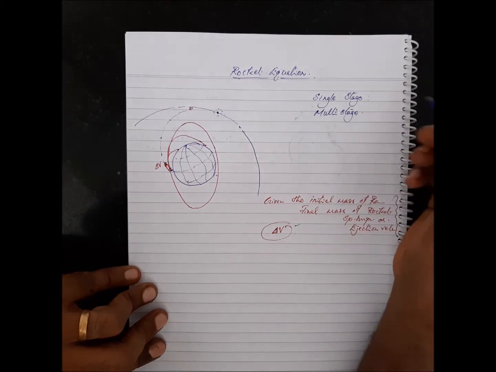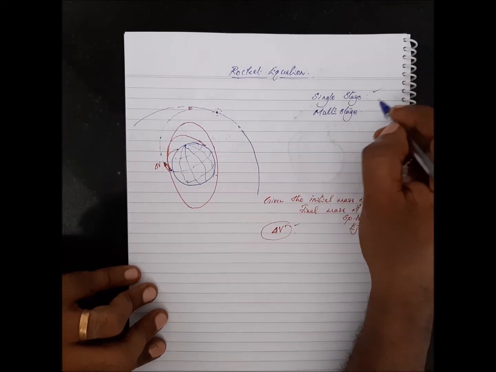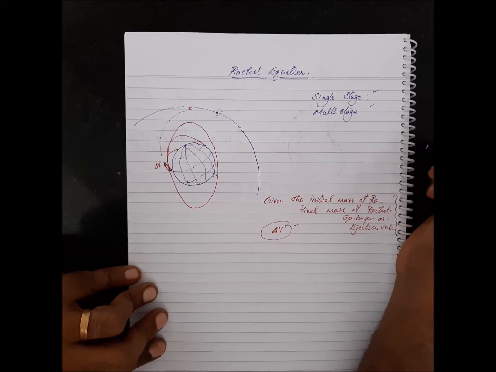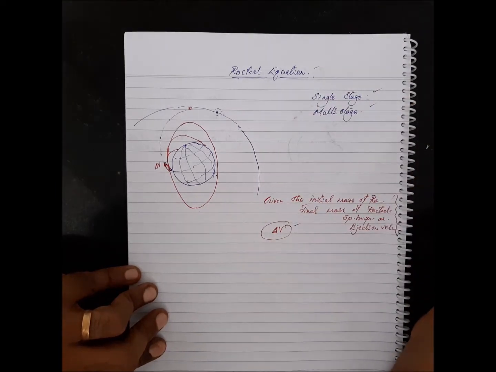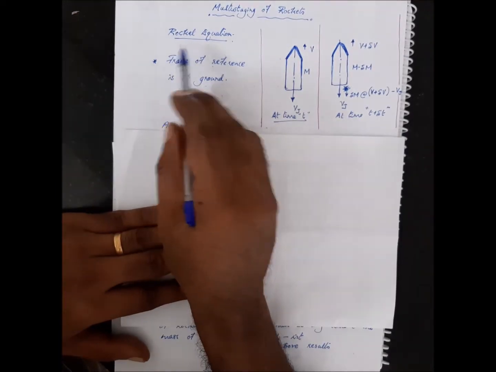So which is more efficient and which is more economical, whether a single stage or a multi-stage? That is our second topic of discussion. So without delay, we will start with the rocket equation. This is our rocket equation.